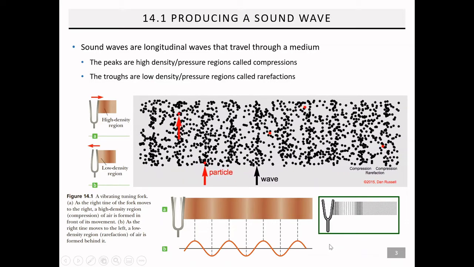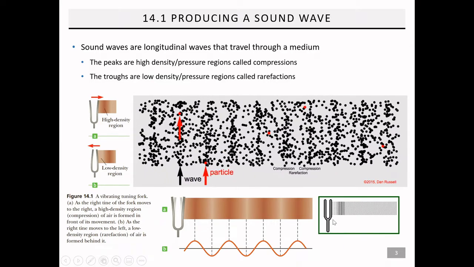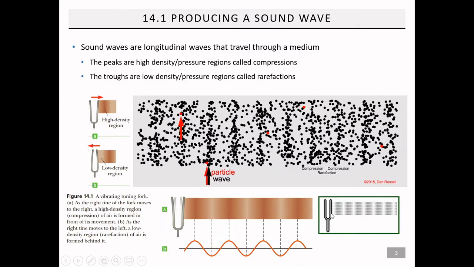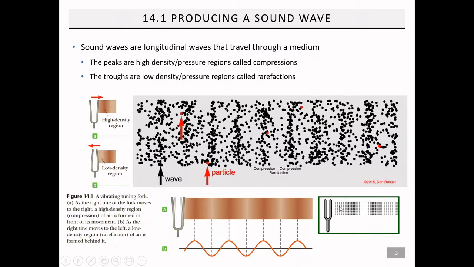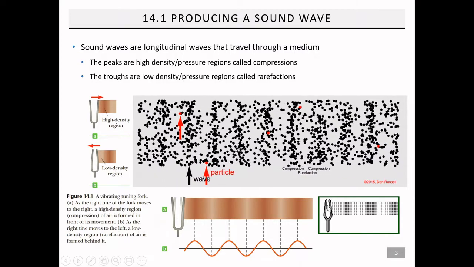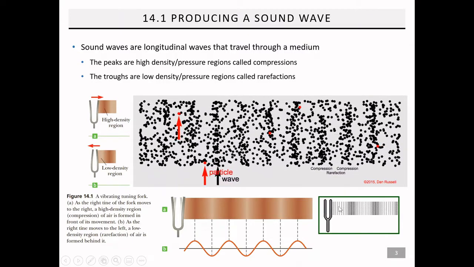The second GIF that I just found here at the bottom shows this in action. So the tines vibrate back and forth. As it vibrates to the right, it creates the compression. When it goes left, it creates the rarefaction region.